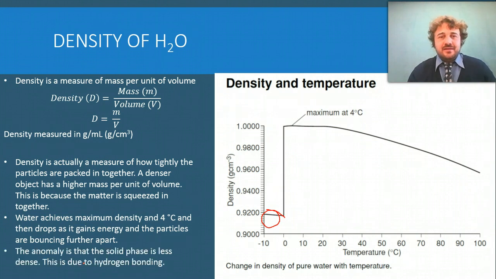Okay, so I think that's it. And basically it's due to hydrogen bonding, so that's cool. All right, we'll get into that more in a little bit.